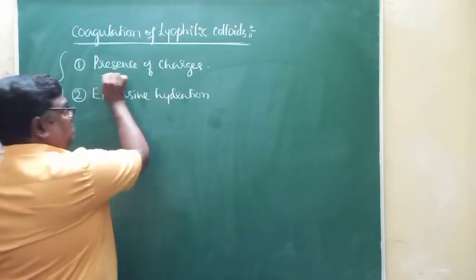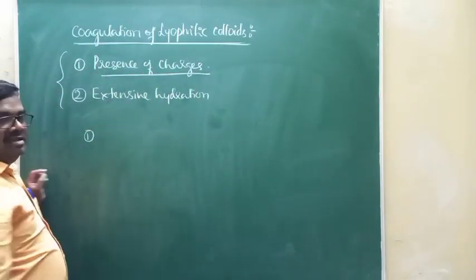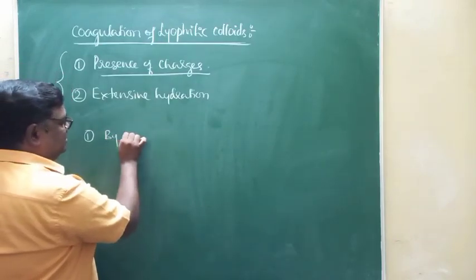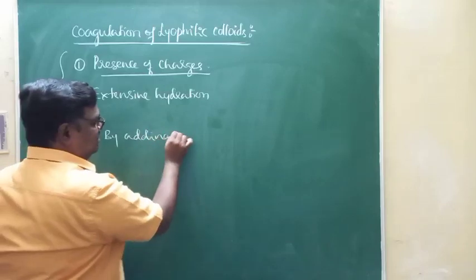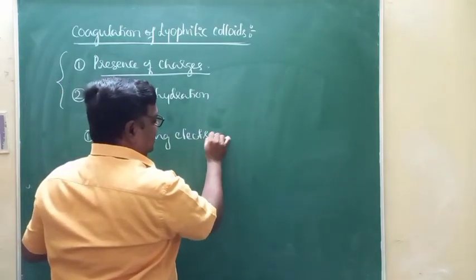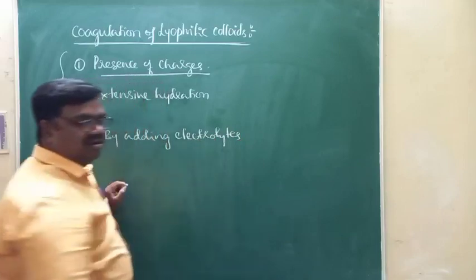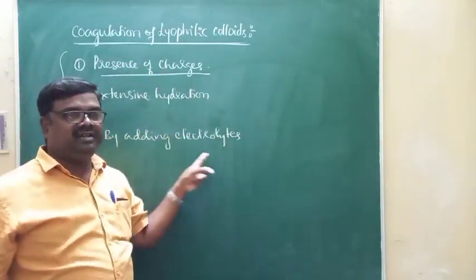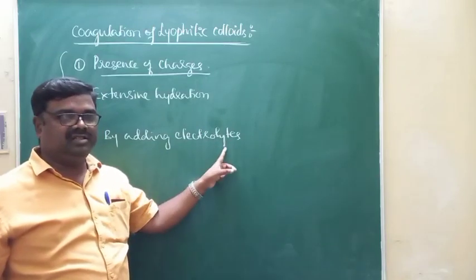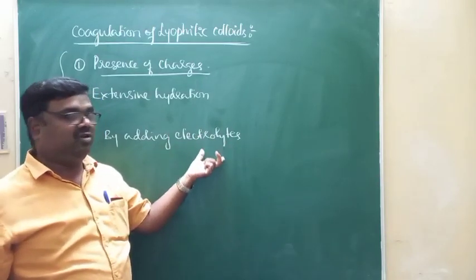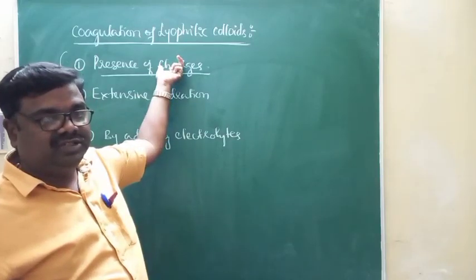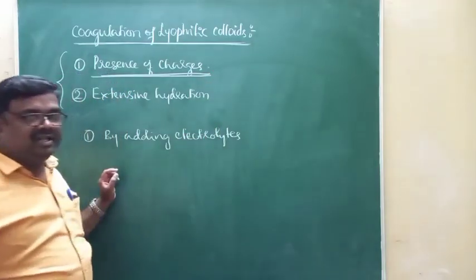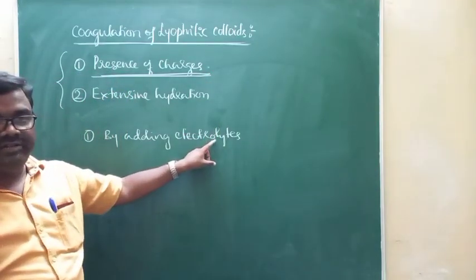The presence of charges on the dispersive phase particles can be removed by adding electrolytes. By adding electrolytes, you can bring about removal of charges over the colloidal particles, because electrolytes are characterized by cations as well as anions. The ions present in the electrolytes are going to neutralize charges over the dispersive phase particles. Thereby, the charges over the dispersive phase particles can be removed by adding electrolytes.